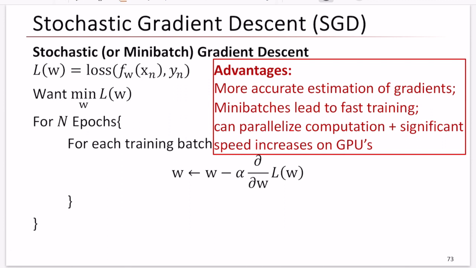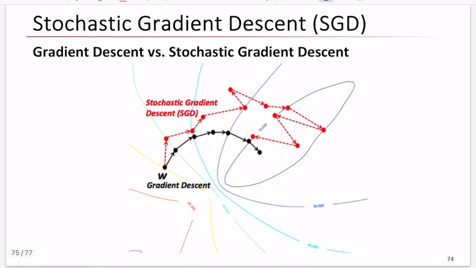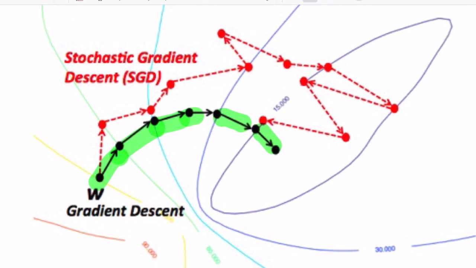The advantage is a more accurate estimate of the gradient, and it leads to fast training, can parallelize computation, and significantly speeds things up on each GPU. So like this. This is just the loss landscape, and this one represents the gradient descent algorithm. Because it considers the whole training sample at the same time for each step, it's going to be more accurate, but it's going to be very slow.